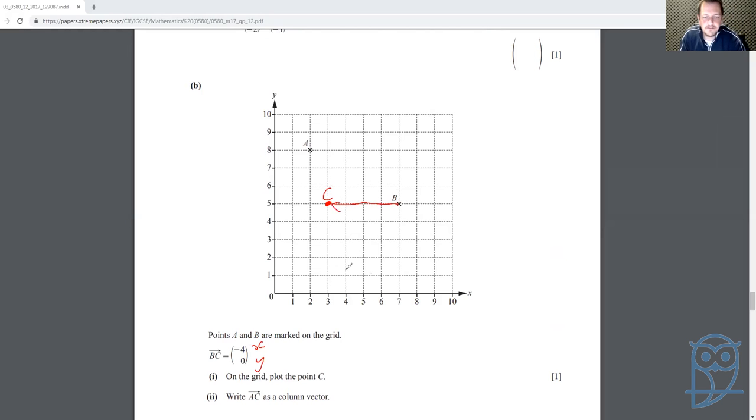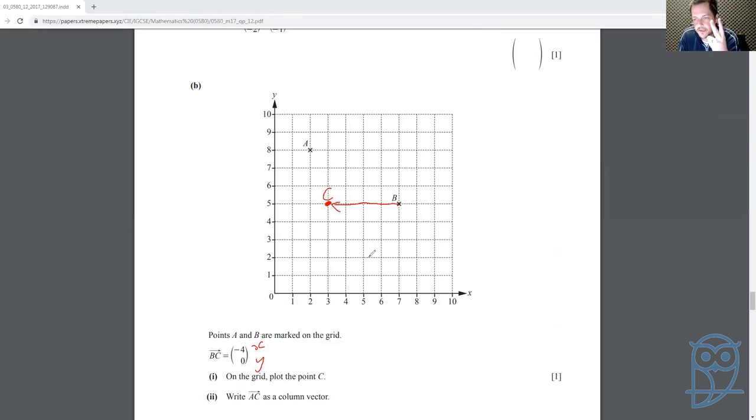That is my vector BC. So plot point C, there's point C. I've drawn in the vector. You don't need to do that, but I'm trying to show you stuff. Now we need to write AC as a column vector. Now again, please note, I'm sure a lot of you are thinking that's fine. 1, 2, 3, 1. Okay, great. So it's 3 up, 1 to the left. There we go.